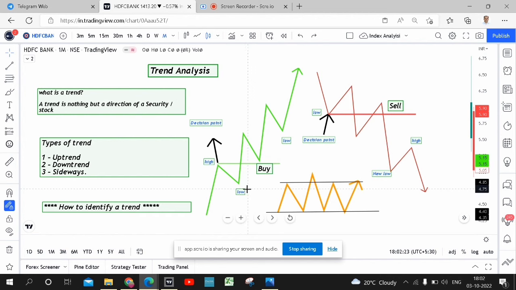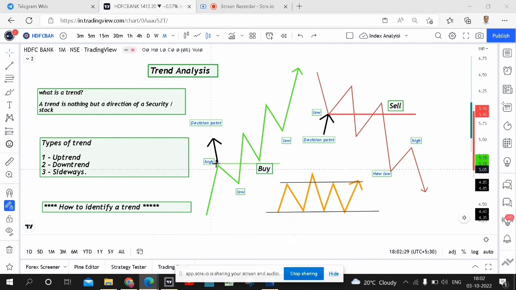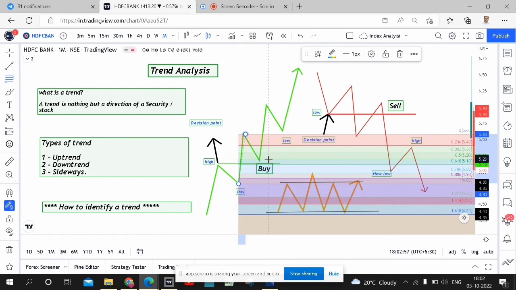There are two types of traders: aggressive traders and conservative traders. Anyone who is capable of taking more risk, whenever there is a solid candle closing above the previous high or above the decision point, aggressive traders will be entering in and they can go for higher targets. But if one wants to be a conservative trader, one has to wait for the retracement. Either it can be the previous point where it broke, or else just draw a fib ratio and wait for the market to retrace to the 0.5 to 0.618 levels and then initiate a trade.